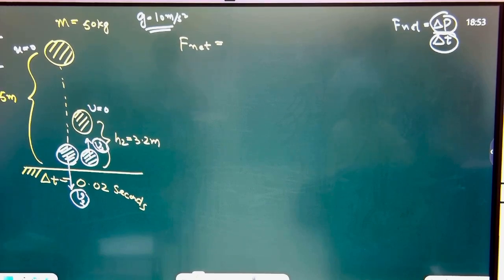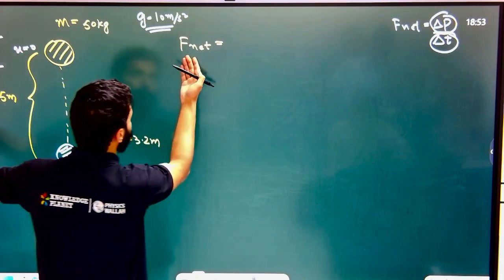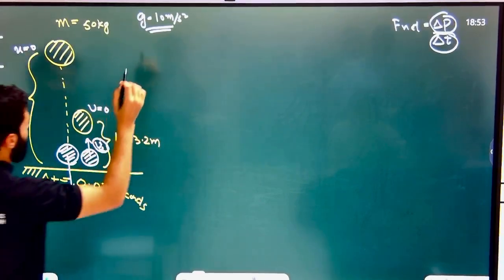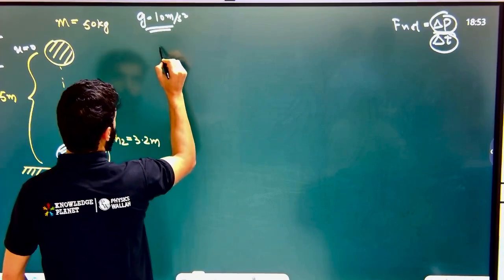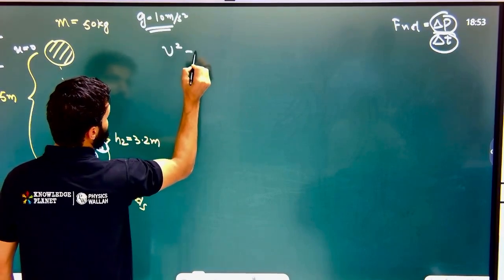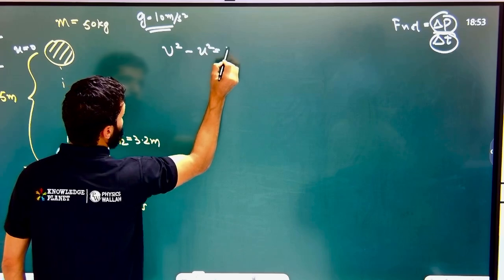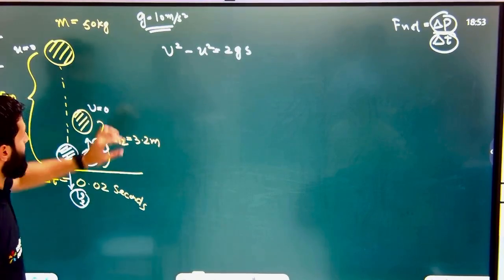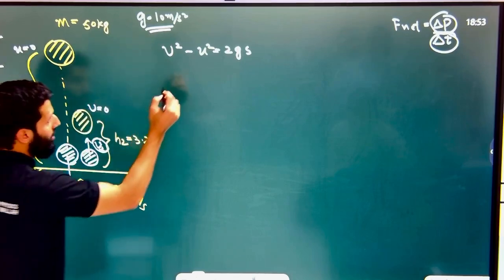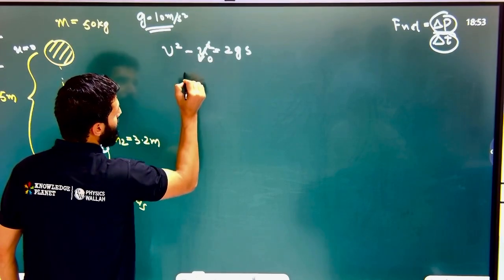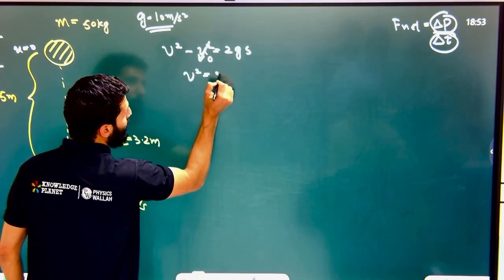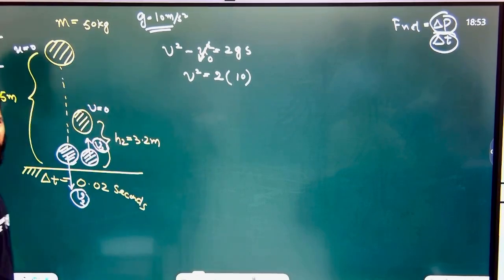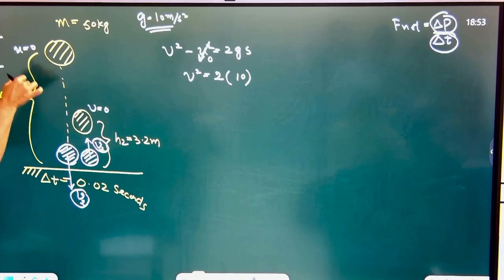Once we take downwards positive, which equation should I use? v squared minus u squared is equal to 2as, that is 2gs. We have to find v. What is the initial velocity? 0. What is g? 10. Plus 10 or minus 10? Plus 10, because it is downwards.